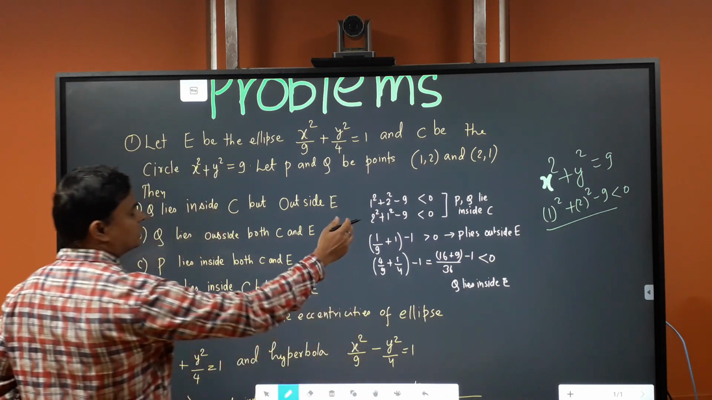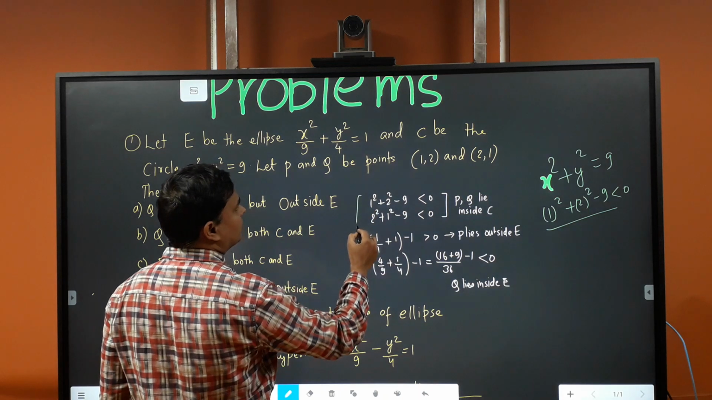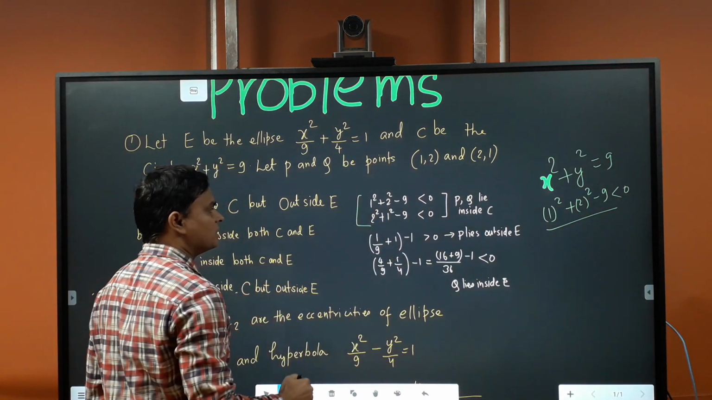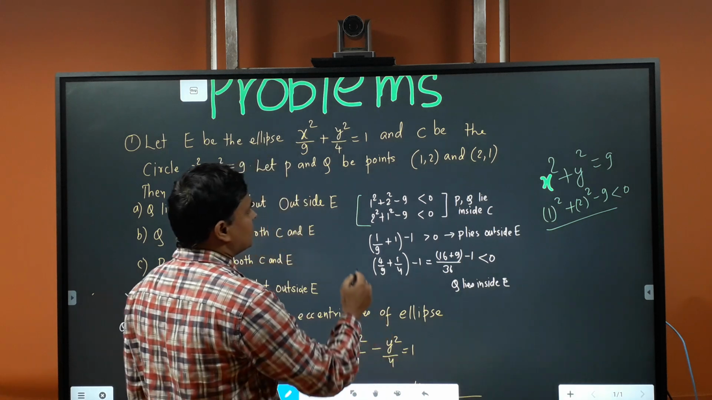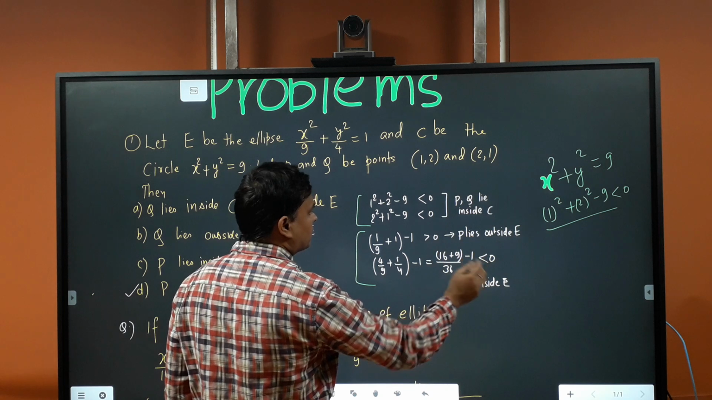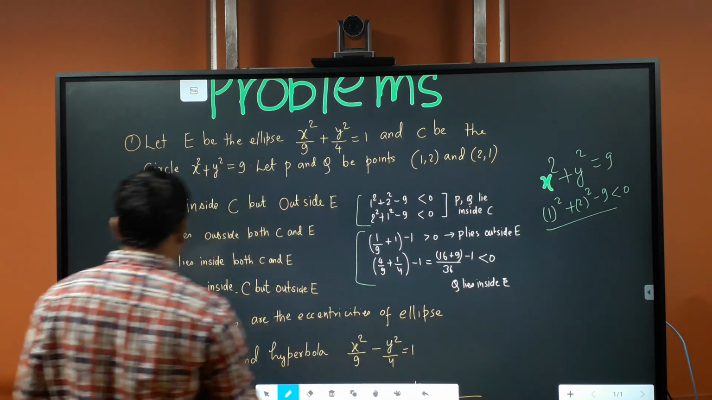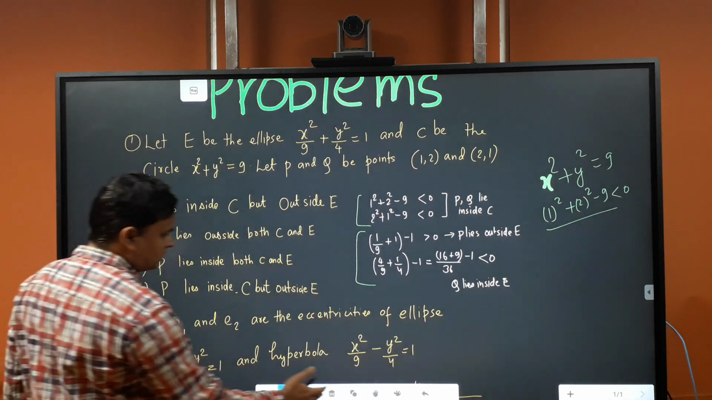So we just checked it by putting the values, and we found that for both the points it is less than 0 for the circle. That means both the points P and Q lie inside the circle. And after that I checked both the points for the ellipse. Then for one it is greater than 0, and for one it is less than 0. So accordingly selecting the option, it comes. Okay, it was one of the easiest questions. Let us move forward.